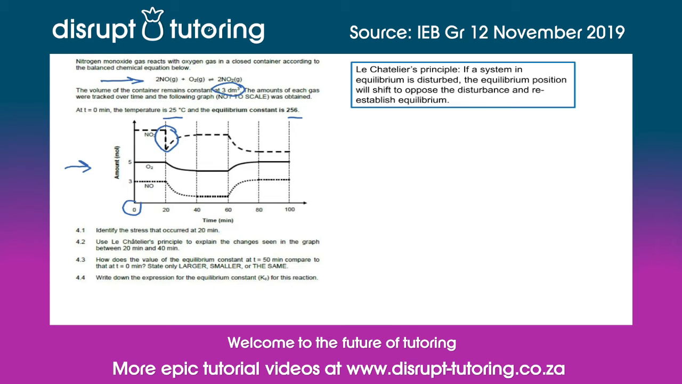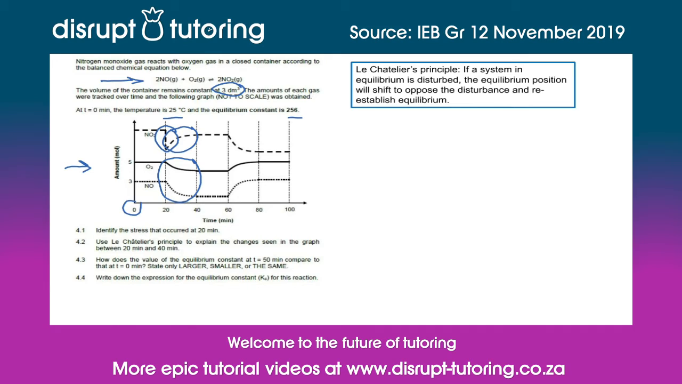The forward reaction is favored to increase the concentration of the product. The reactants decrease in concentration, and the product increases in concentration. So that's why we have this decrease in concentration of the reactants as they are used up to produce more of the product.